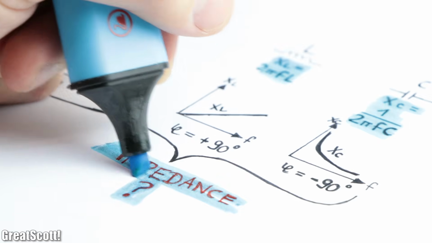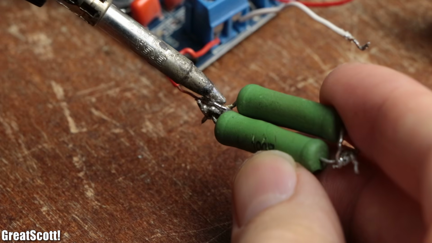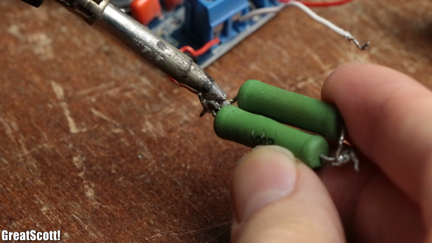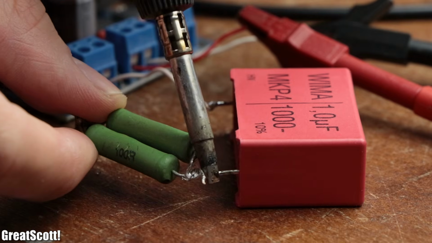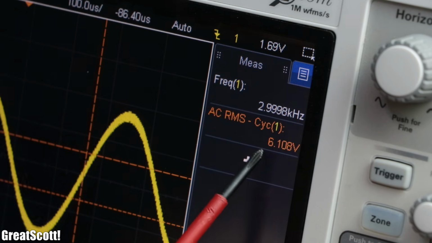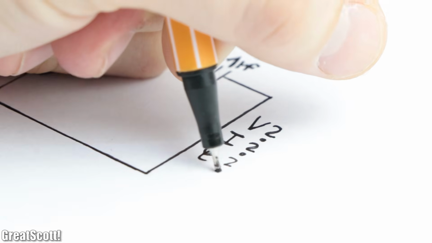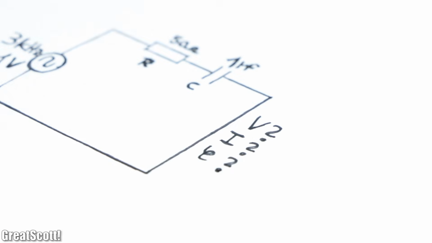But the question remains, what does all of that have to do with impedance? Well, let's imagine we put a 50 ohm resistor and a 1 microfarad capacitor in series to the 3 kHz 6.1 volt sine voltage. How can we calculate voltage, current and phase angle values?